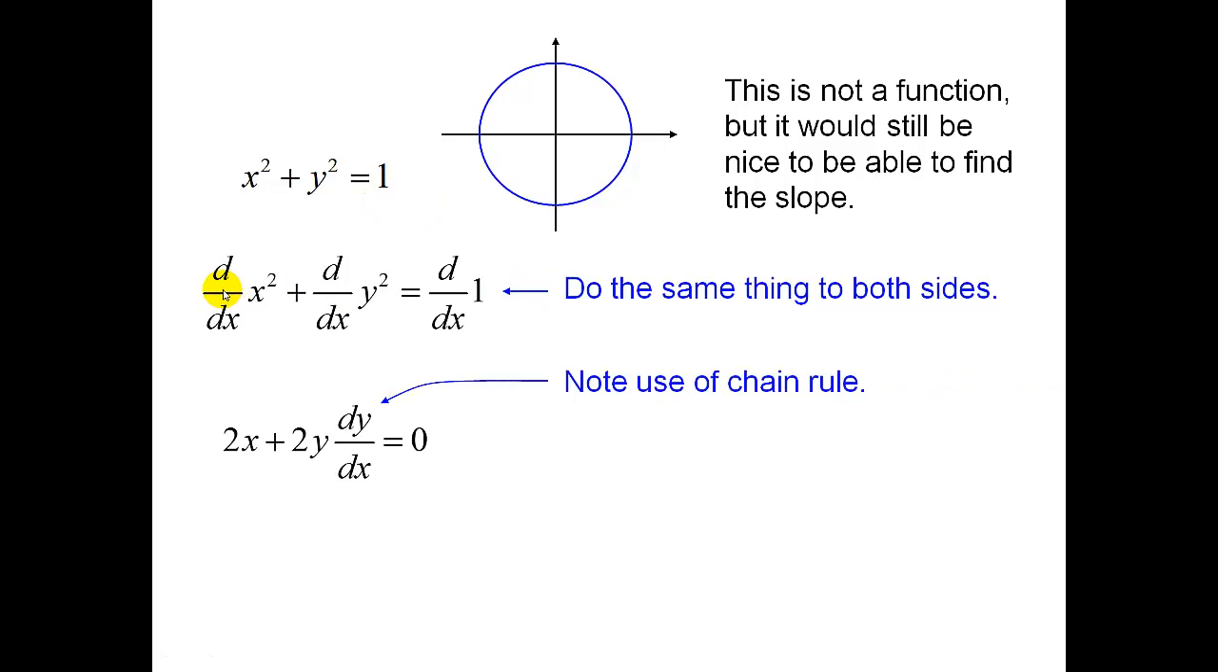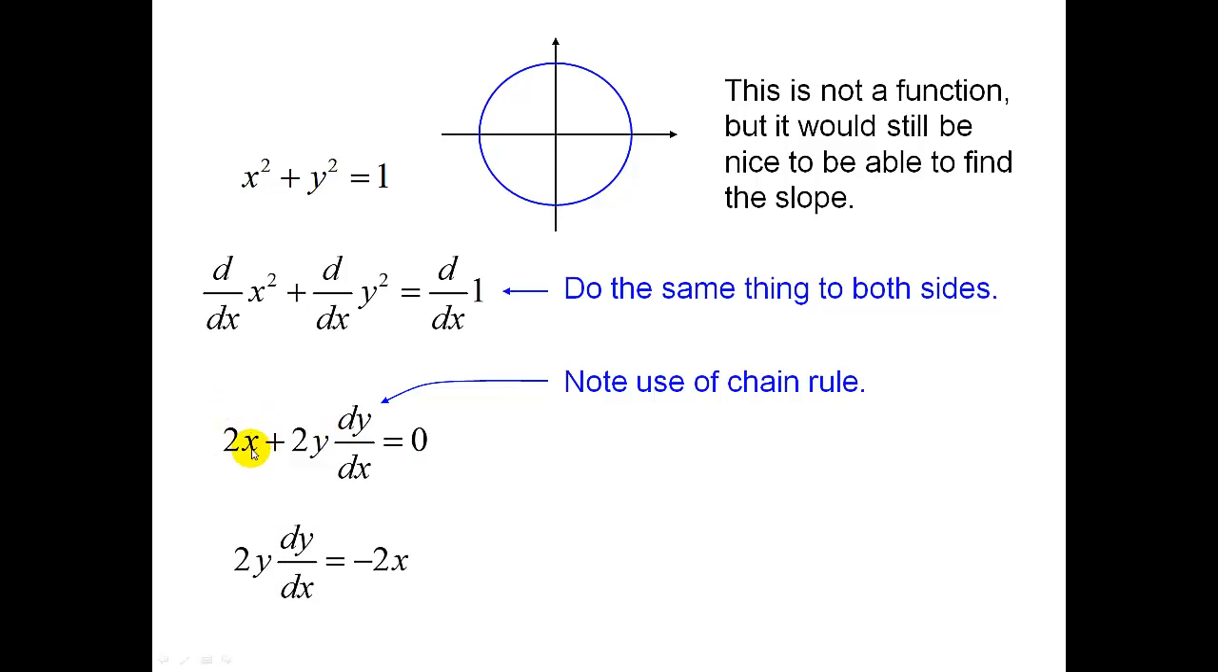The derivative with respect to x of x squared is equal to 2x. The derivative with respect to x of y squared is equal to 2y dy/dx using the chain rule. Remember, we're taking this with respect to x. The derivative of 1 with respect to x, as you recall from the constant rule, is 0. What we're going to do now is try to get the dy/dx on its own on the left-hand side.